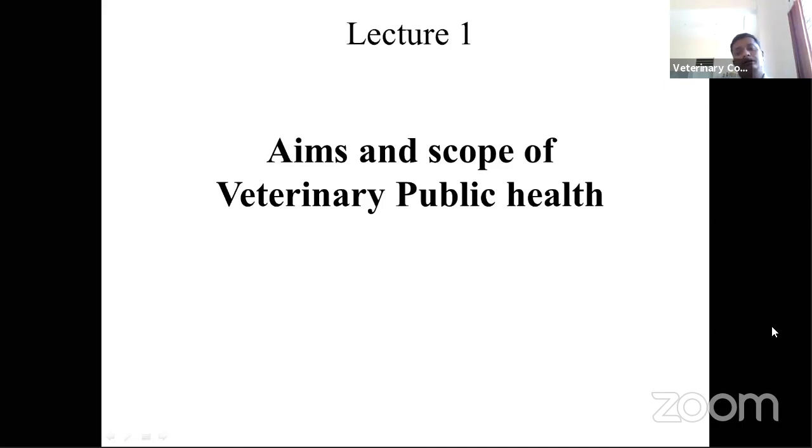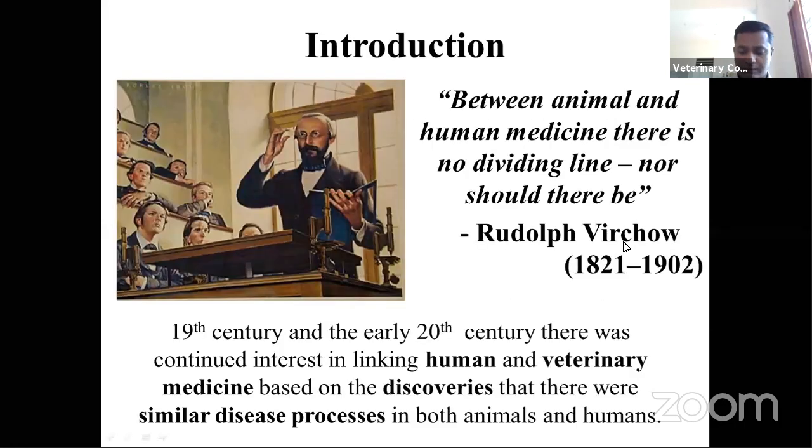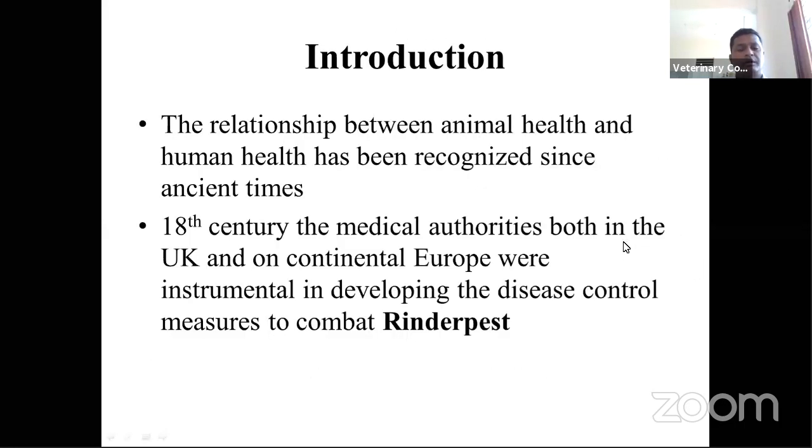Now let us come to the slides. Aims and scope of veterinary public health. The scope of veterinary public health is very wide, because it integrates many disciplines of science and caters to the requirements of society. In that perspective, the scope is very wide.